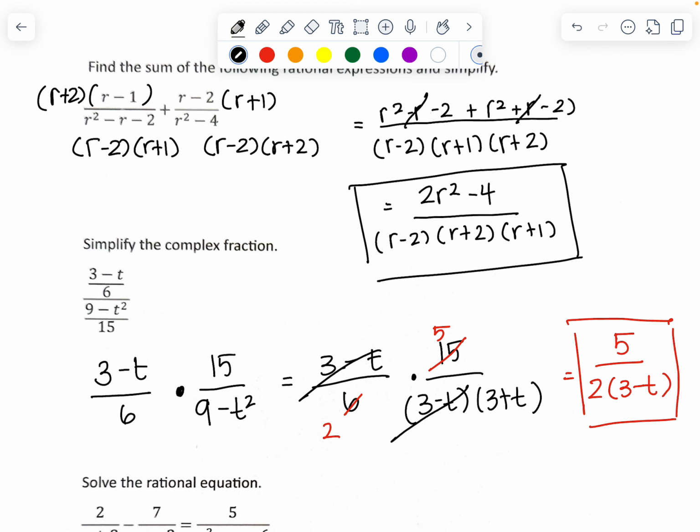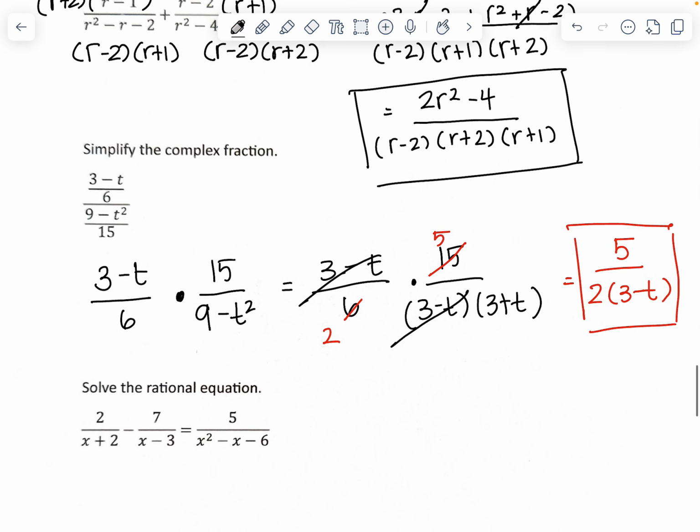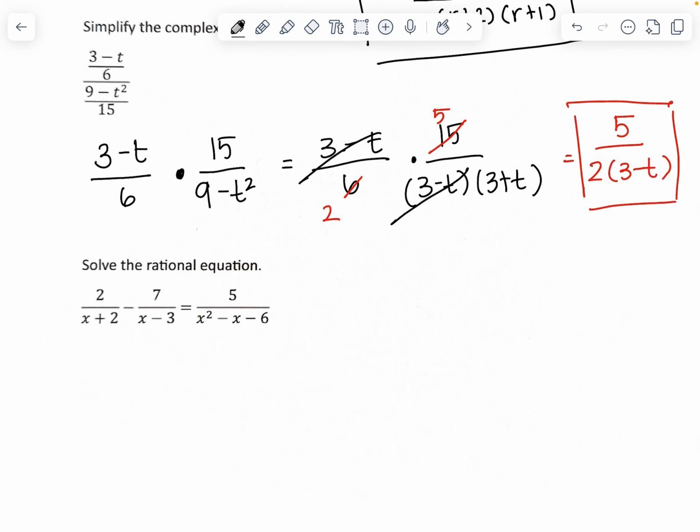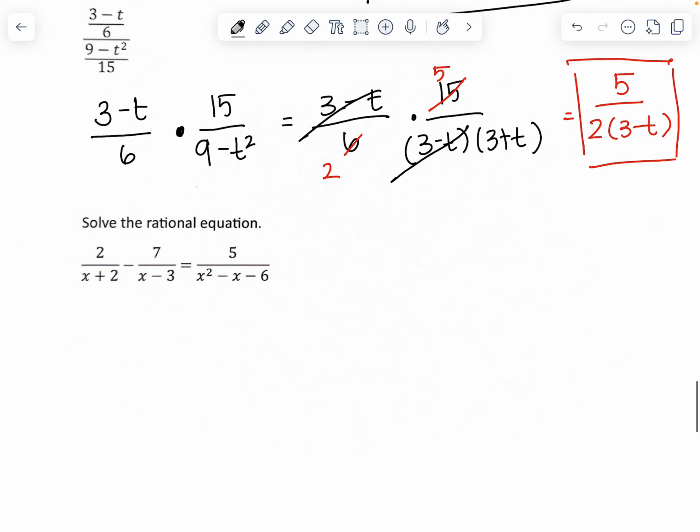All right, and the final one, finally to the last question. Solve this rational equation. It's not one of those cross multiply kind, but the one where all you have to do is find a common denominator. These denominators are already simplified. This one needs to be factored and broken down into x minus 3, x plus 2. So that's going to be my least common denominator. This first one already has the x plus 2, so I need to multiply it by the x minus 3, and I need to multiply this one by the x plus 2.